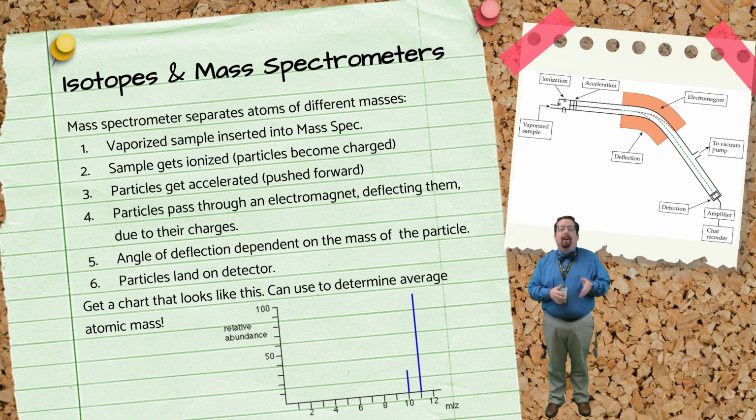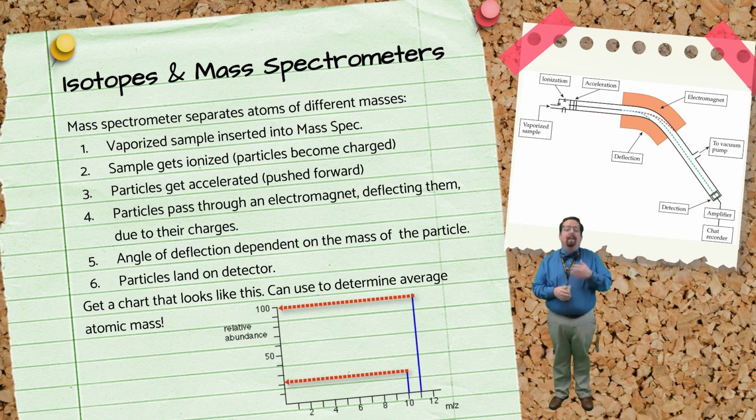The angle in which the particles get deflected by the electromagnet is largely dependent on the mass of the particles. This is how the heavier particles get separated from the lighter particles. Eventually, you get a graph that looks like this, where the relative mass to charge ratio is indicated on the x-axis, and the relative abundance of each isotope is indicated on the y-axis. You can use a graph like this to estimate the relative abundance and the atomic mass of each isotope. You can then use those estimated numbers to calculate the average atomic mass of the element.